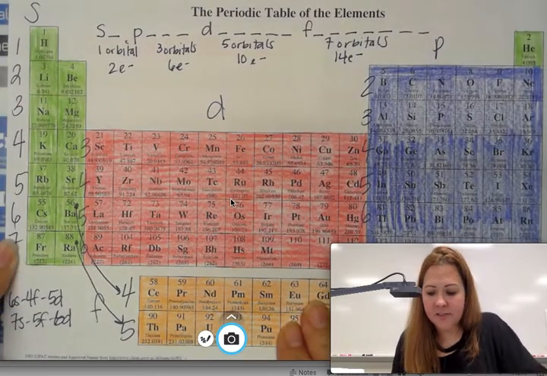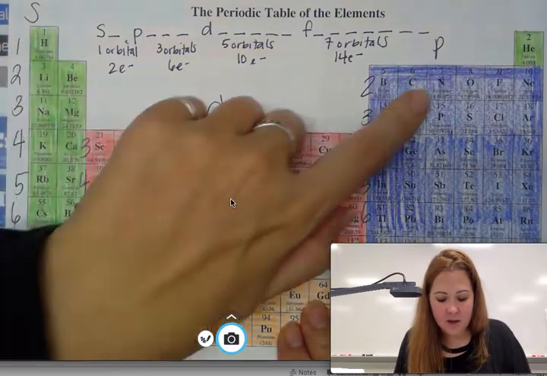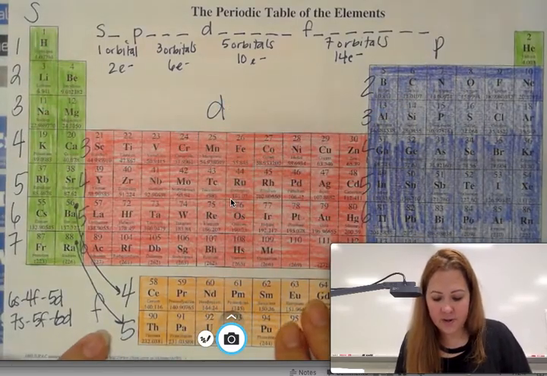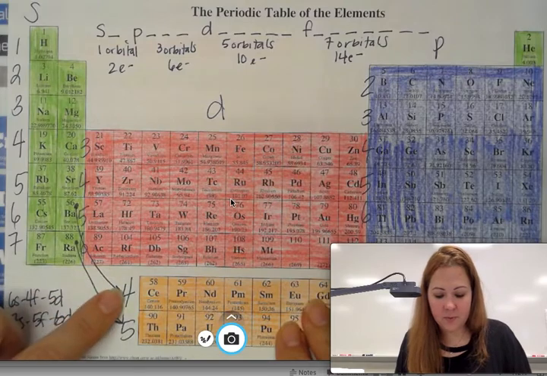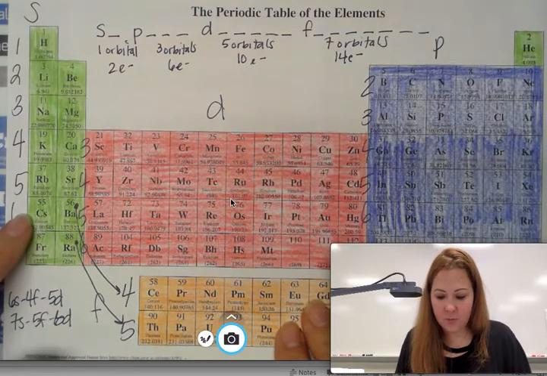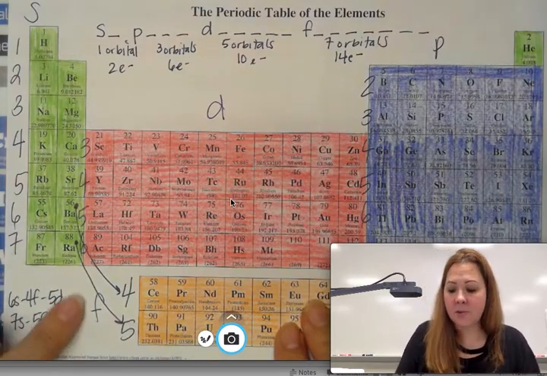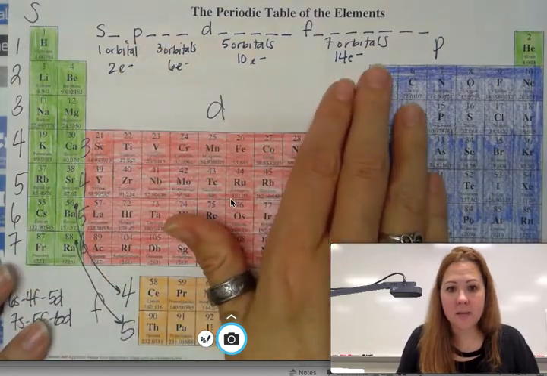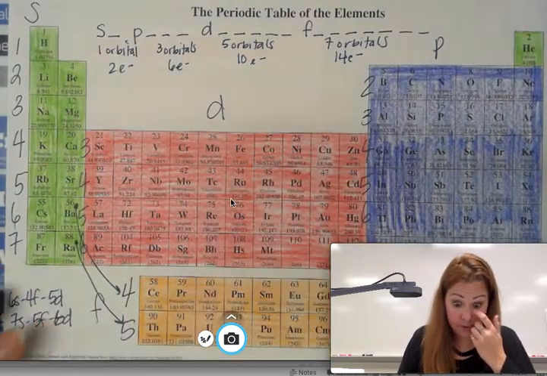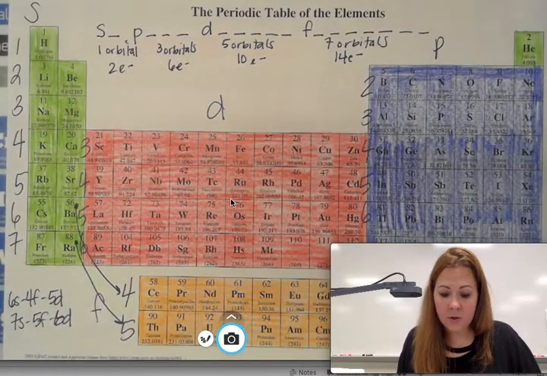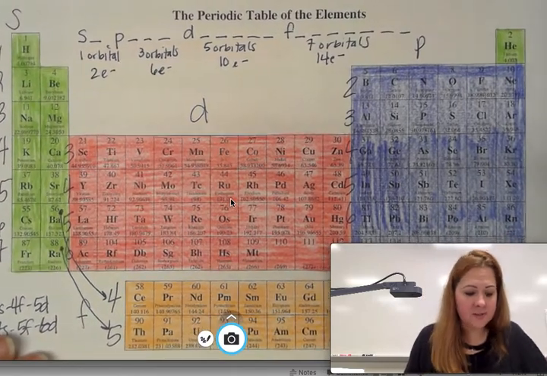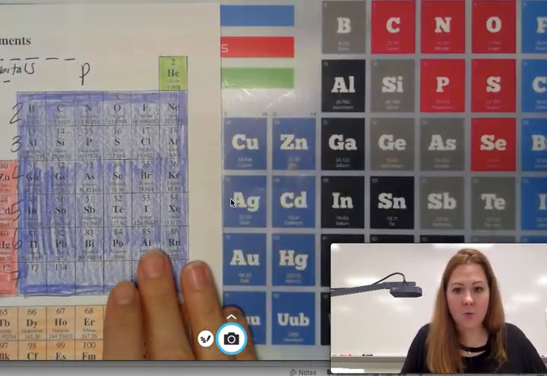I have my S, P, D, and F. We had that weirdness going on down here at the bottom with the period 6 and period 7 elements that we had written down, and then some extra information. So we colored this in the orbital diagram unit. Now looking at this, I'm going to focus in down here on my noble gases.